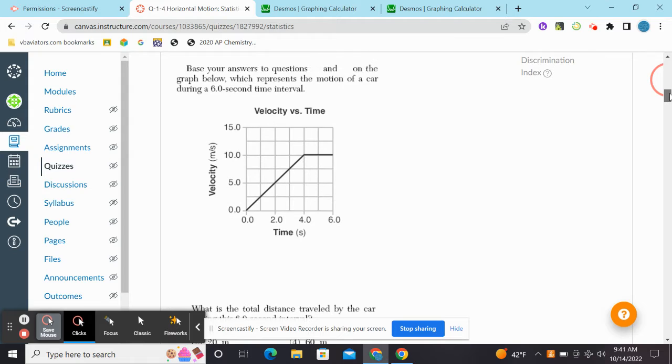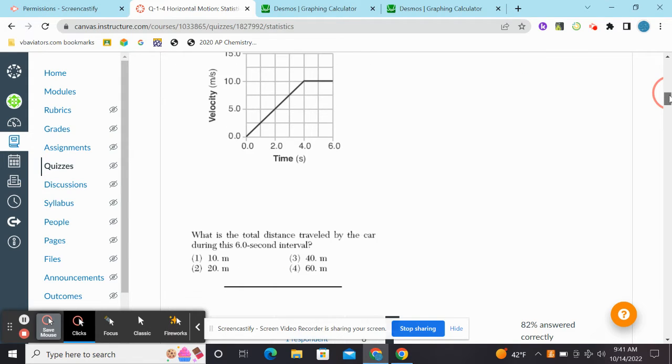Here in this question, it says base your answers to the question on the graph below, which represents the motion of a car. So the y-axis says velocity. This means that we have constant acceleration, and then we're going to hold a constant speed. The best approach, rather than doing two different math problems, magic physics formula-wise, because we have constant acceleration and constant velocity, is probably just to count up your boxes. So each box looks like it represents about one.